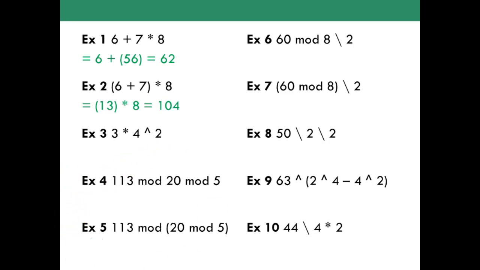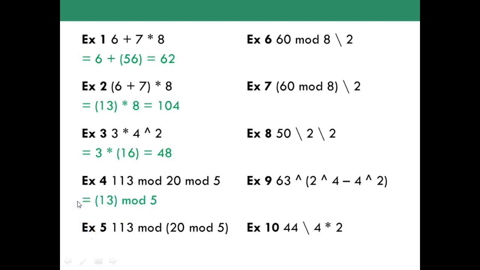Exponents go first. 4 to the power of 2 is 16, and then we multiply by 3 to give us 48. The next one is interesting because it's the first time you've seen mod in action.